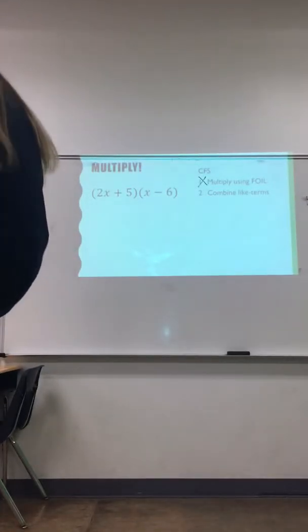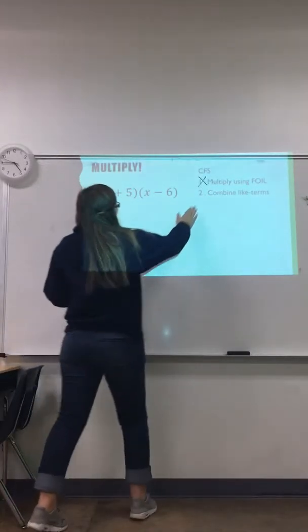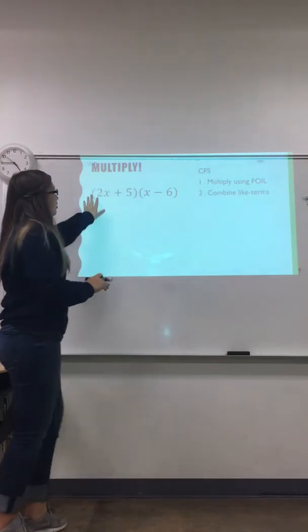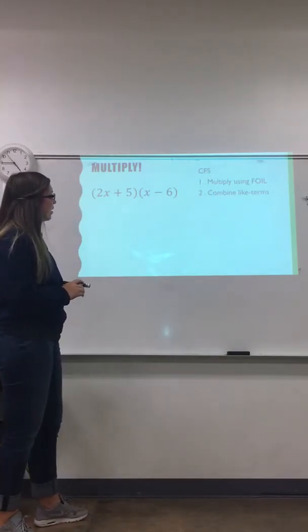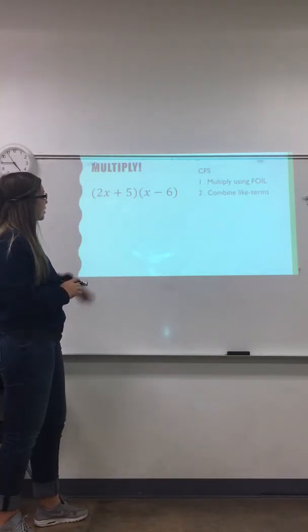In this last video today, we're going to be multiplying when I have two sets of parentheses right next to each other. We're actually going to be distributing twice. One way to help us remember to do that is using this acronym of FOIL.